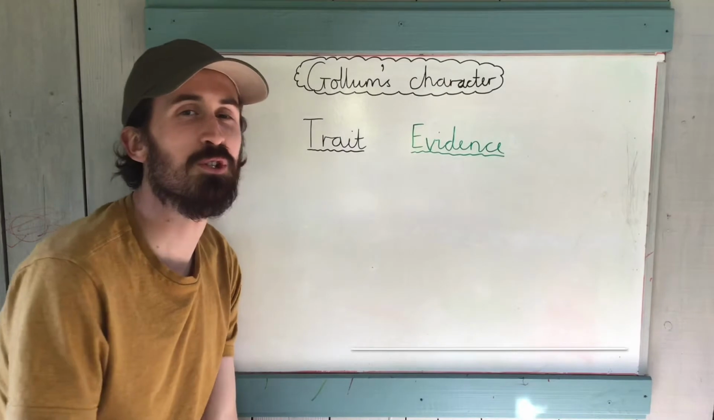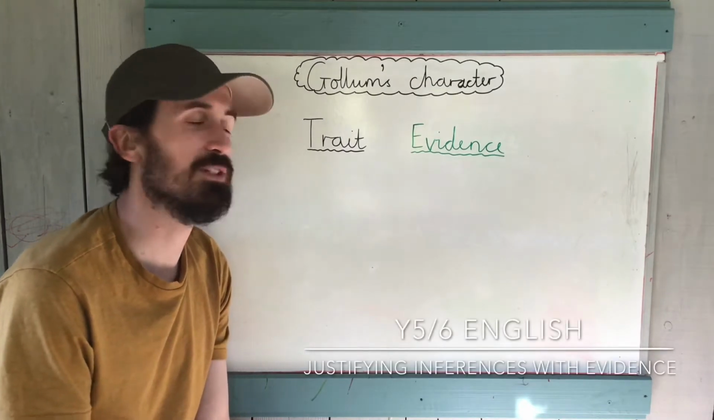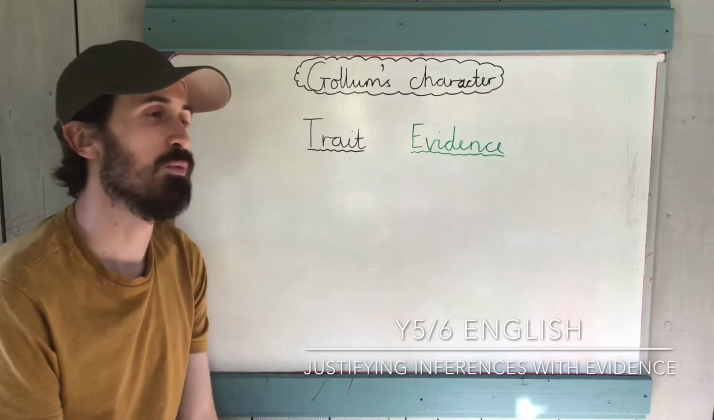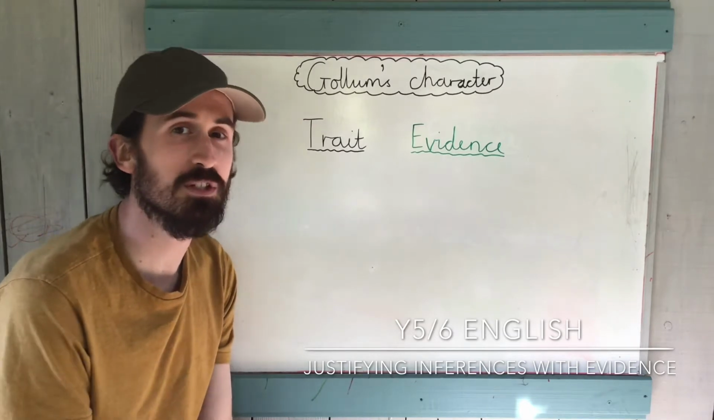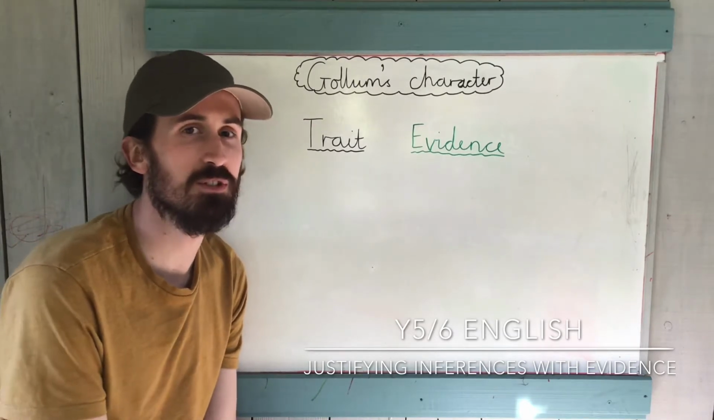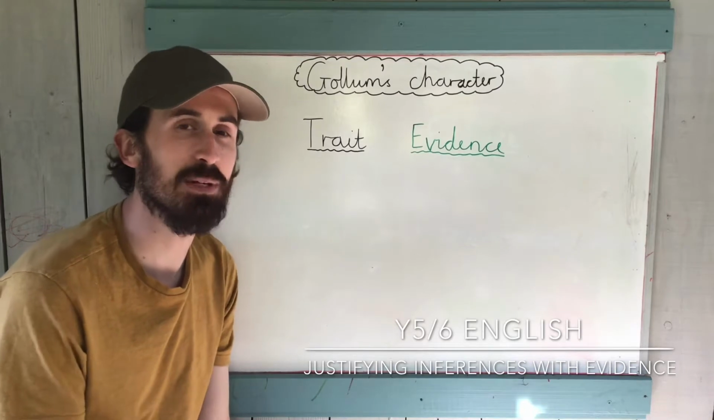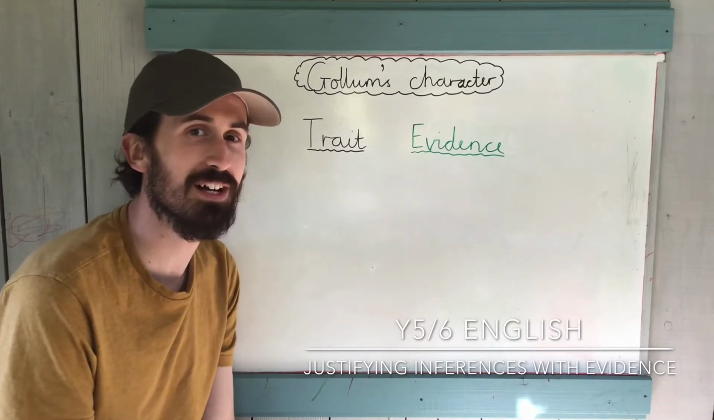There, it's time for another Treehouse tutorial, and this one is all about reading skills. We're thinking about making inferences and justifying those inferences with evidence from the text. This will be most useful for children in years 5 and 6.